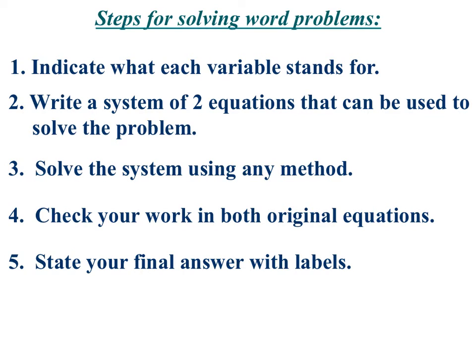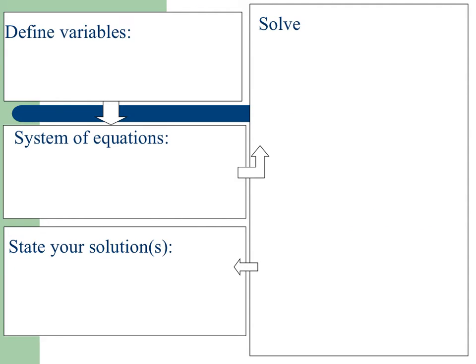Step two, write your system of equations to solve the problem, and this is going to depend on the kind of word problem it is that we just talked about. Step three, solve using any method you want. Step four, check in both of the original equations, and then step five would be to state your final answer with your labels. Since it is a word problem, we want it to make sense. This is just a nice little visual to see those steps again. Always define variables first, and then you work your way into writing the systems of equations, solving, and then checking and stating your solutions.